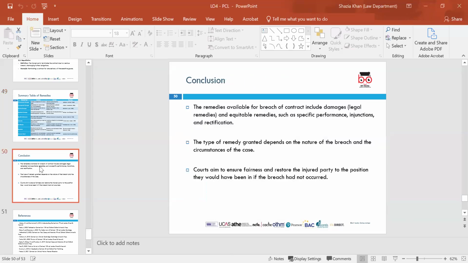So in conclusion, the remedies available for breach of contract include damages, legal remedies, and equitable remedies such as specific performance, injunctions, and rectification. The type of remedy depends on the nature of the breach and the individual circumstances of the case itself. The courts will consider that both parties are dealt with fairly and are in the position they would have been in if the breach had not occurred. So the courts will take into account individual cases and their merits.